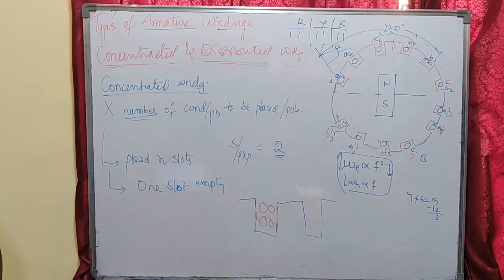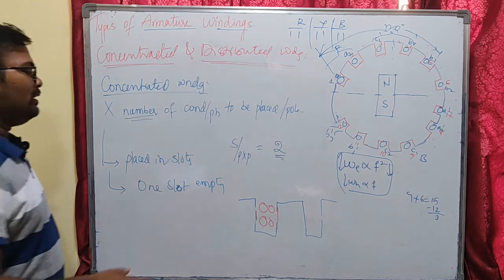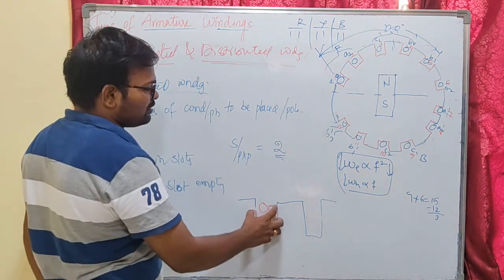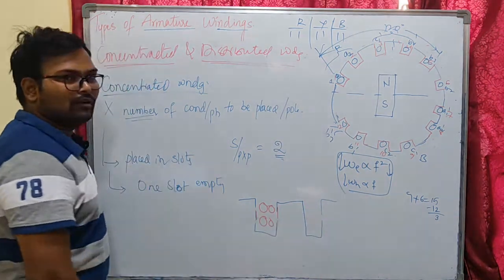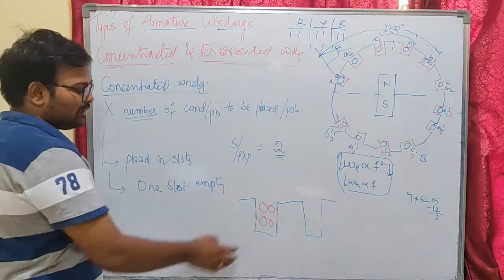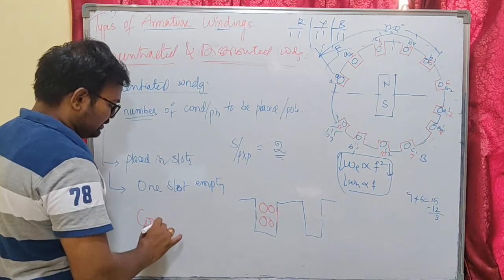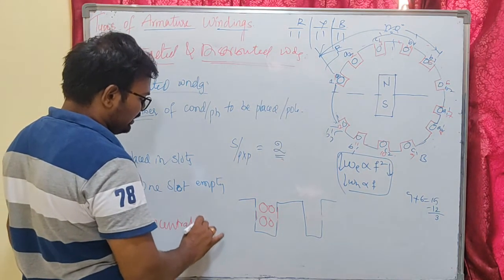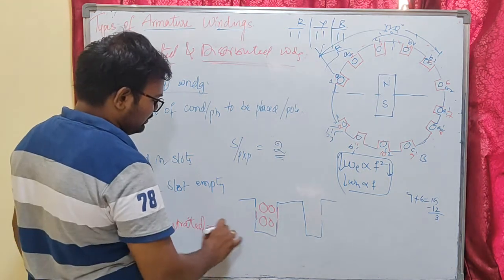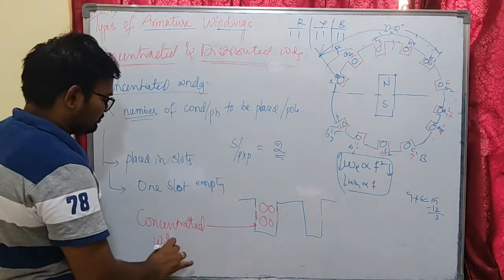That means I am going to keep all the winding per phase under one pole in one slot, and the remaining slots per phase per pole will be left empty. So this type of winding is called concentrated winding. That means we are concentrating the number of conductors per phase under one pole in one slot. This is nothing but concentrated winding.